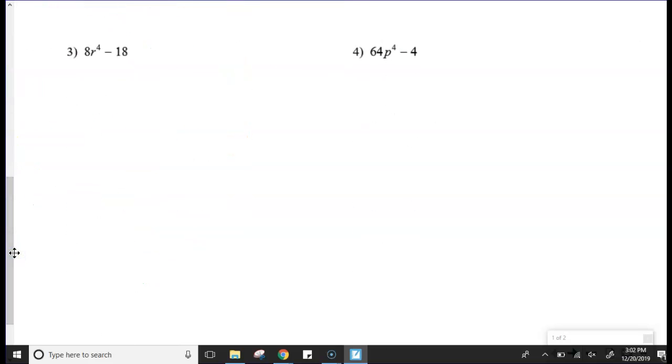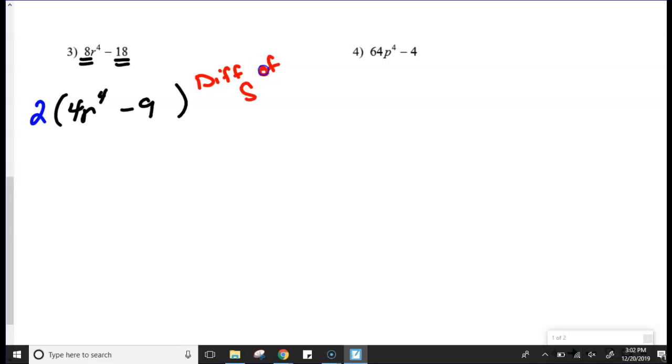Let's take a look at number 3 down here. Common factor again that you're going to take out. I notice that we have a common factor of 2. So factoring out the common factor of 2 from your polynomial, it's going to leave you with the binomial of 4r to the 4th, and then a minus 9. So that binomial follows the pattern for difference of 2 squares. So it's a little unusual because we do have the higher power. The 2 stays out in front.